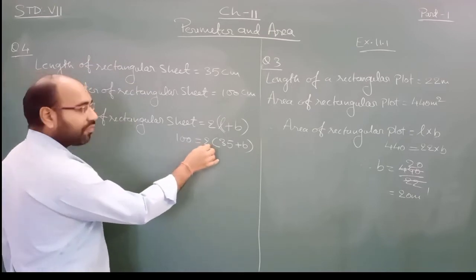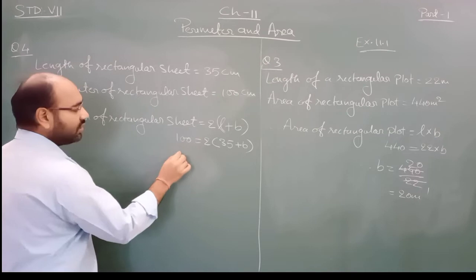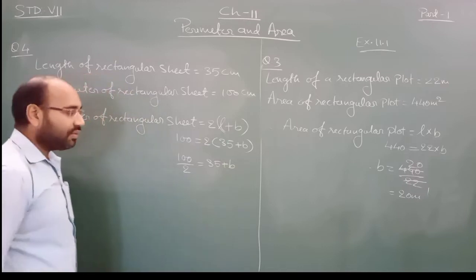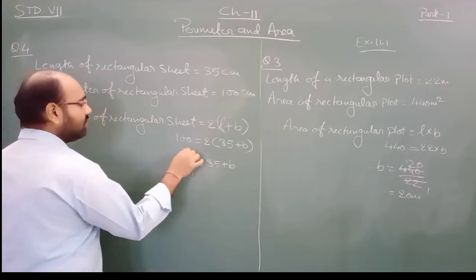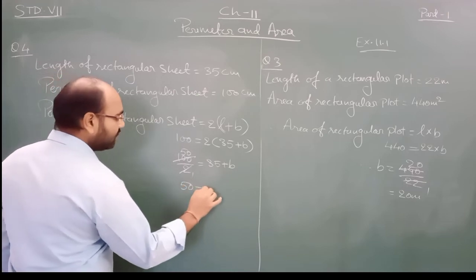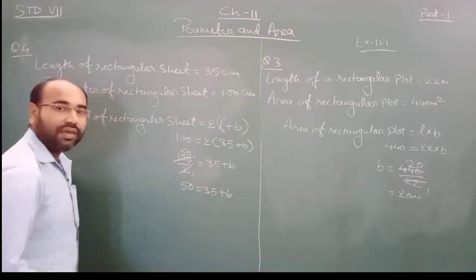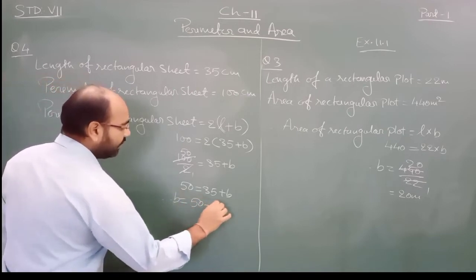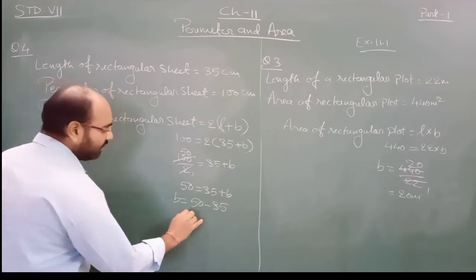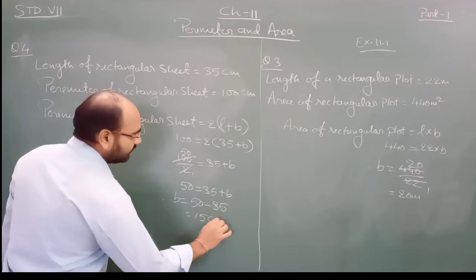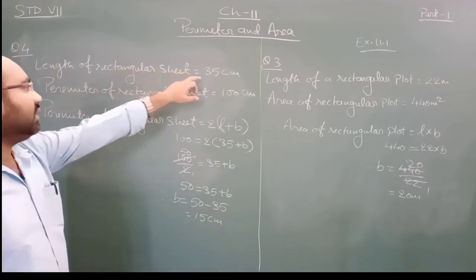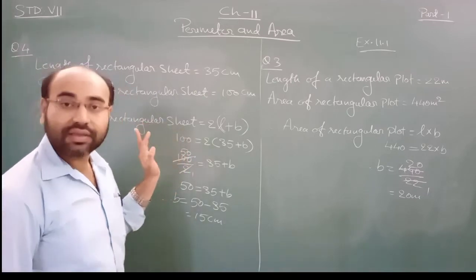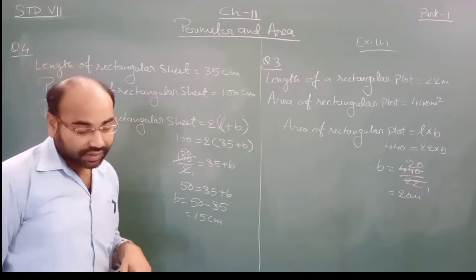Now this 2 here in multiplication will go in division here. 100 upon 2 is equal to 35 plus B. Now just cancel it. 2 ones are 2 and 2 50s are 100. So it will come 50 is equal to 35 plus B. Now the equation is being formed. Just solve it. Therefore B is equal to 50 minus 35. So it will come as 15 centimeter. So length is there, breadth we have found out. Now what do we have to find out? Area. So that part you will do it by yourself. So half part I have done.